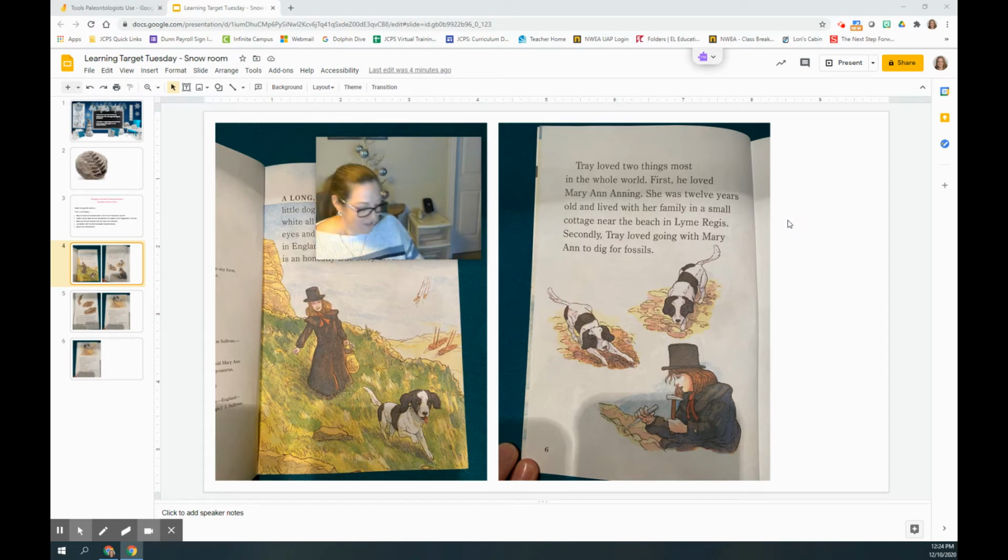Hey, I know this dog. That's Mary Ann's dog. That's Mary Ann Anning's dog. His name's Trey. And this is a story like we just read. This is a similar story. It really happened of Mary Anning.